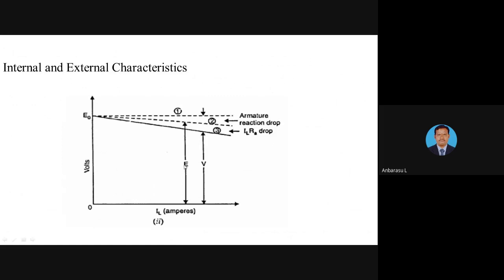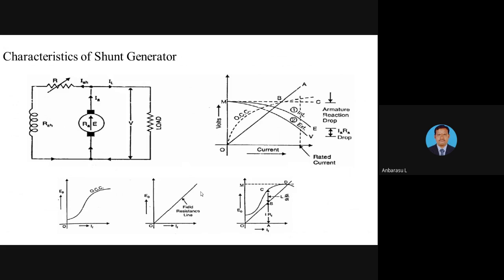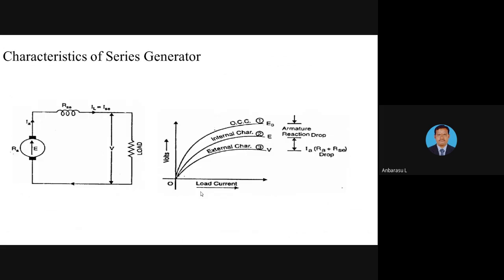So this is the second curve. It is known as the internal characteristics curve. The third curve is called the external characteristics curve. Here, for the shunt generator, the OCC characteristics curve and load characteristics curve are shown. This is a series generator: open circuit characteristics curve, internal characteristics curve, external characteristics curve. Compared to the shunt generator, the open circuit characteristics curve and load characteristics curve were similar.